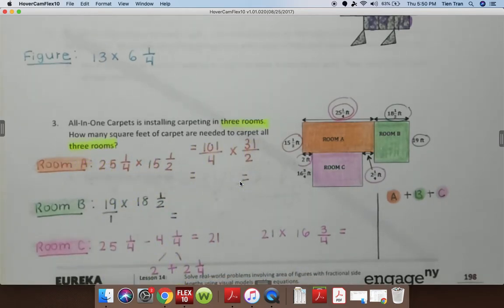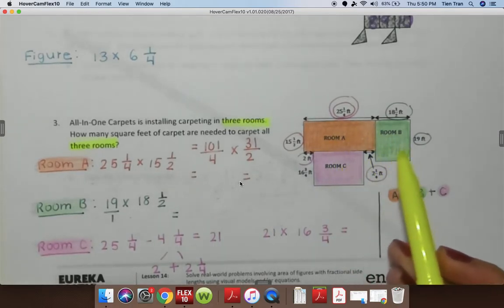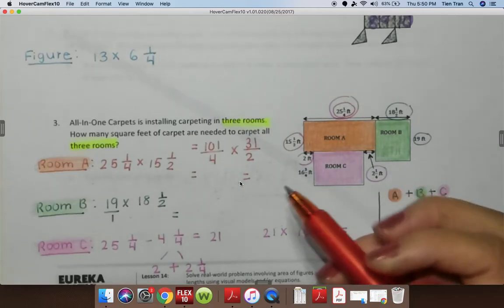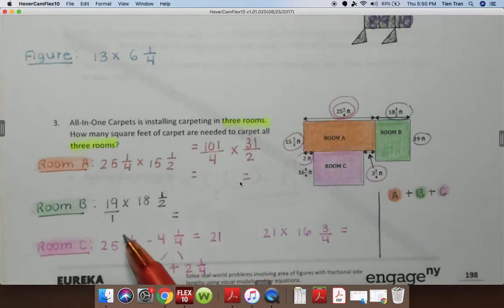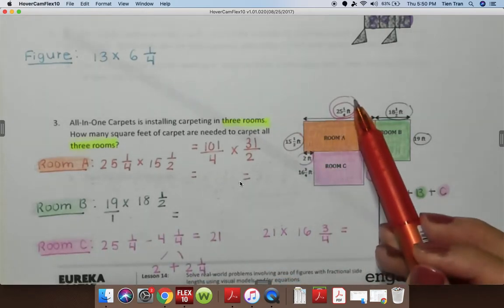So all-in-one carpets, it sounds like a company that is putting carpets onto their floors, and there are 3 rooms that they want to put it in. We have room A, room B, and room C. So with room A, we know that we need to solve for the area of the carpet by multiplying 15 and 1/2 times 25 and 1/4. So that's what I did here.